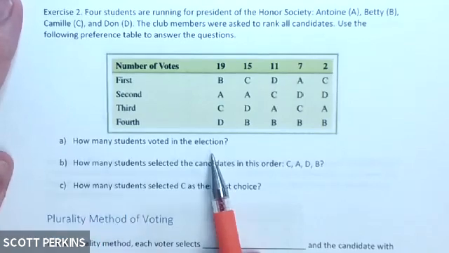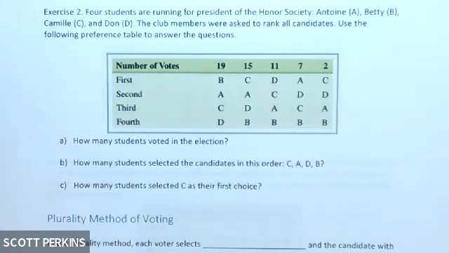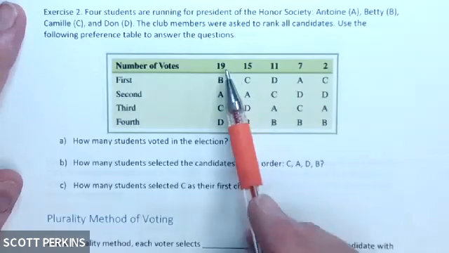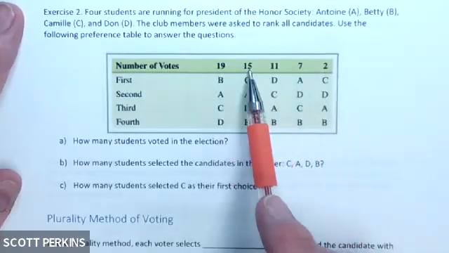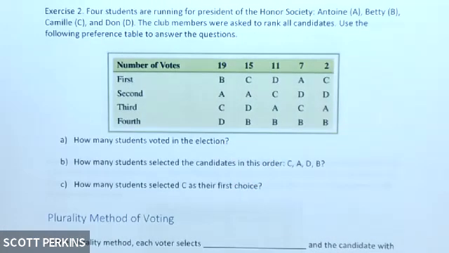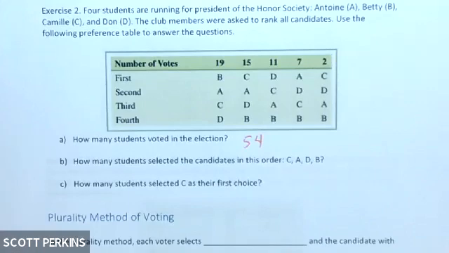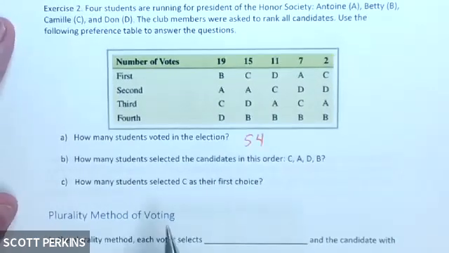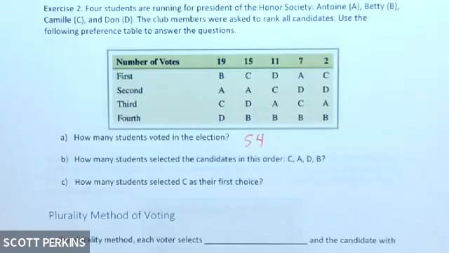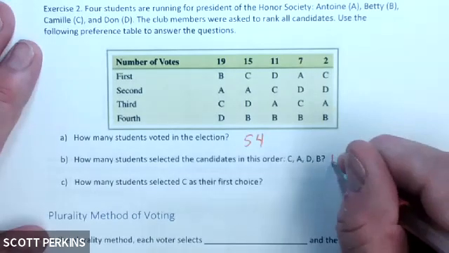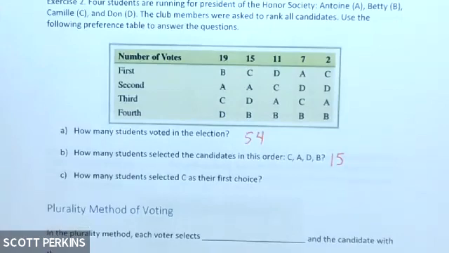How many students voted in the election? How am I going to determine that? Just going to add all the totals at the top. And when I add 19 and 15 and 11 and 7 and 2, what do I end up with? 54. Great. Everybody with me where the 54 came from? All right, next. How many students selected CADB? 15, yes. That's just looking at that one particular column.